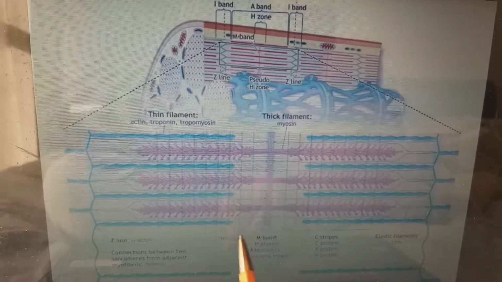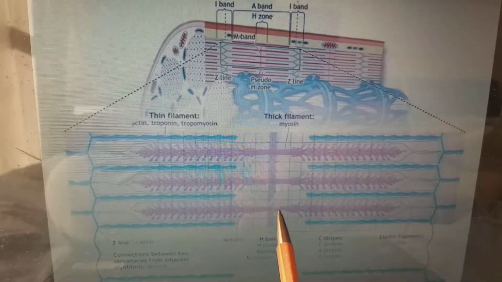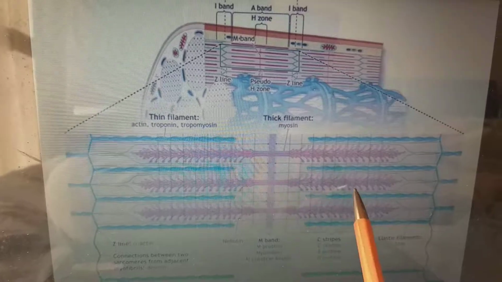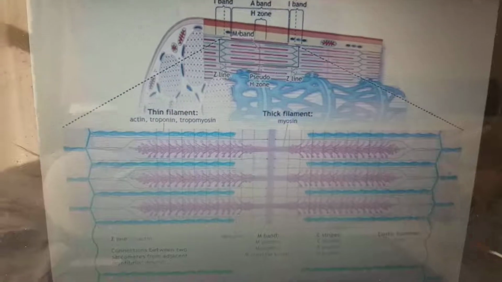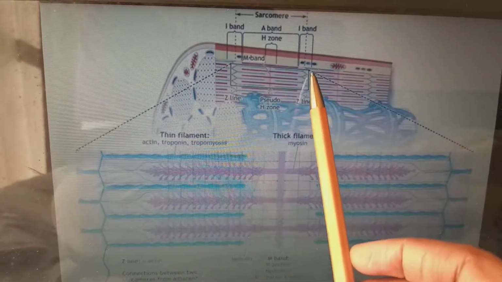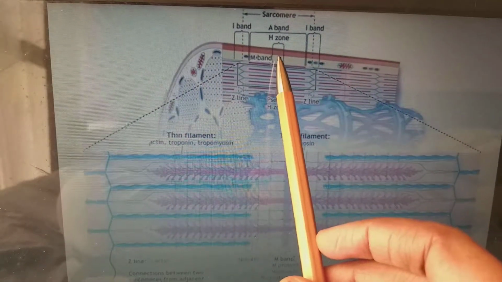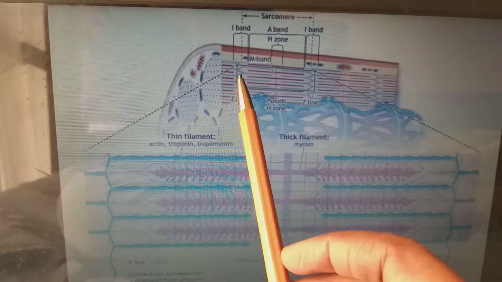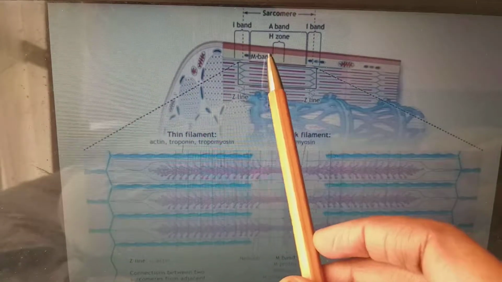Next, the center line we call the M line, because only myosin filaments occupy this line. We have the thick filaments, which are myosin, and the thin filaments, which are actin. Then we have the A band and the I band. A band means anisotropic band, I band means isotropic band. Through the I band the light can pass; through the A band the light cannot pass.